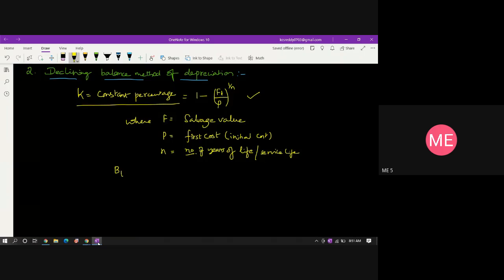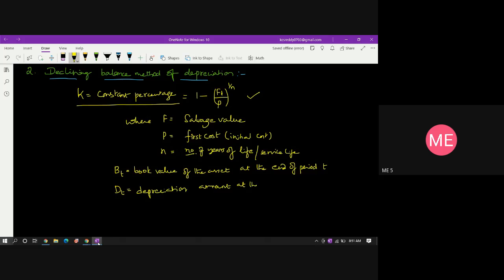BT is the book value of the asset at the end of period T. Similarly, we calculate DT, the depreciation amount at the end of period T. So we are going to calculate BT and DT.